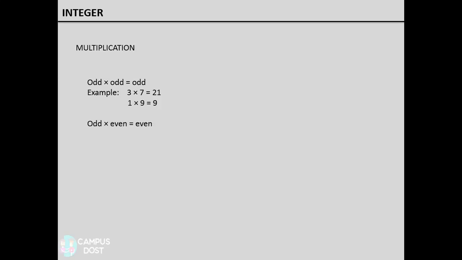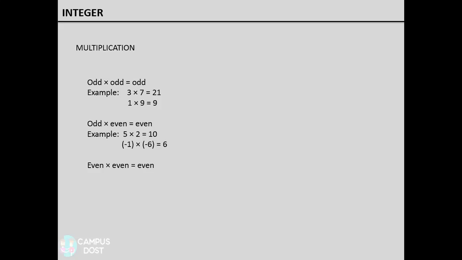Next is odd into even is even. That is, the product of an odd number and an even number will always be even. As shown here, 5 into 2 is equal to 10. Here 5 is an odd number and 2 is an even number, but the result is an even number.